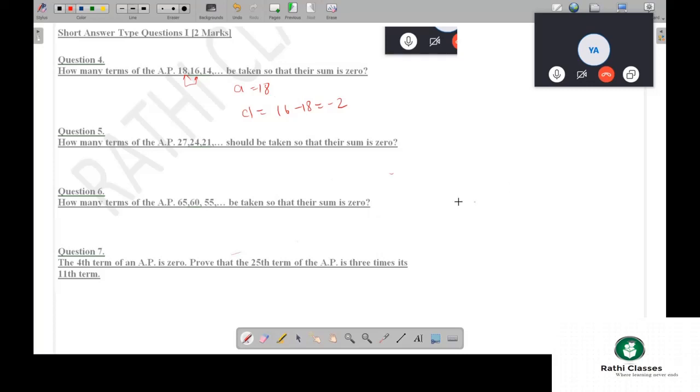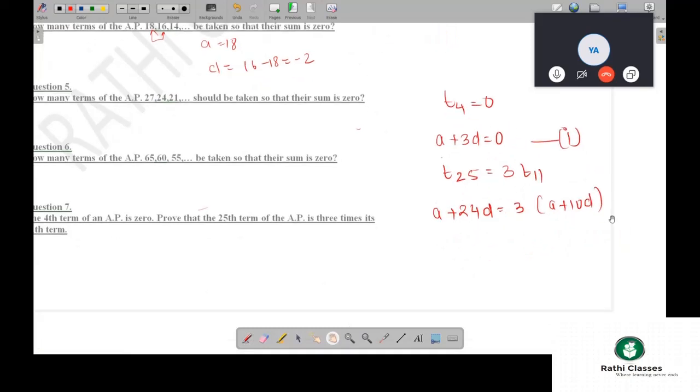Just see the wording of the question. If the fourth term of an AP is 0, I will write T4 equals 0. What is T4 in an AP? A plus 3D. Say this is equation 1. Moving on, prove that the 25th term of an AP is 3 times its 11th term. So what is T25? It is A plus 24D. What is T11? A plus 10D. Is it clear?